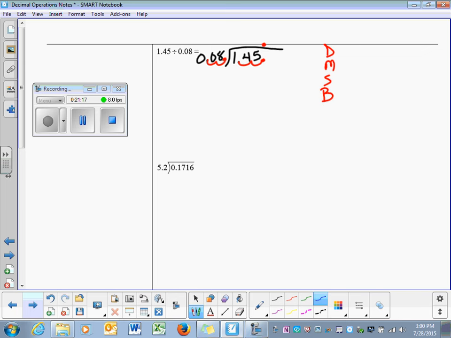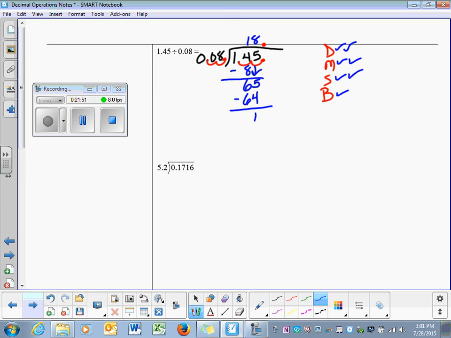Divide. Does 8 go into 1? No. Does 8 go into 14? Yes. 1 time. 1 times 8 is 8. 14 minus 8 is 6. Bring down the 5. Does 8 go into 65? Yes. It goes in 8 times. 8 times 8 is 64. 65 minus 64 is 1.